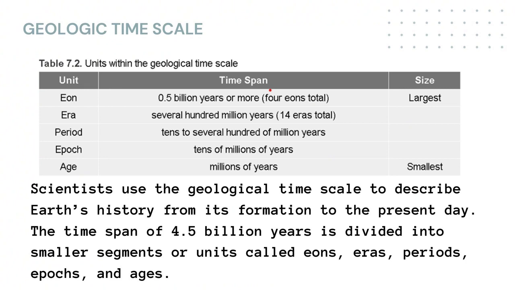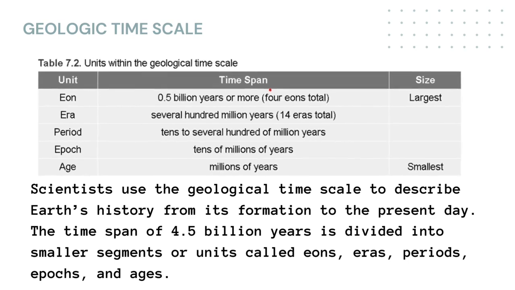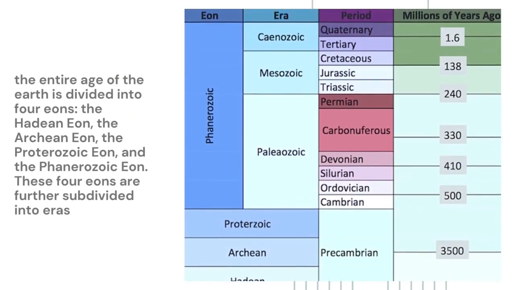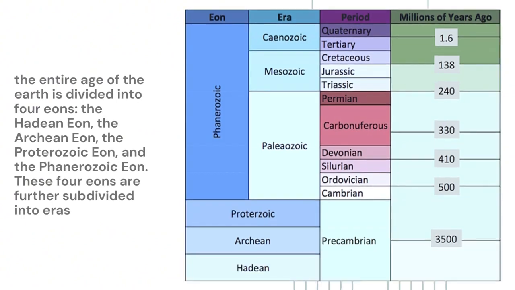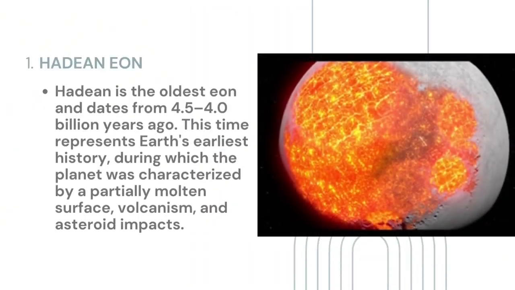The time span of 4.5 billion years is divided into smaller segments or units called eons, eras, periods, epochs, and ages. The entire age of the Earth is divided into 4 eons: the Hadean Eon, the Archean Eon, the Proterozoic Eon, and the Phanerozoic Eon. These 4 eons are further subdivided into eras. Now let's move on and talk about the 4 eons.